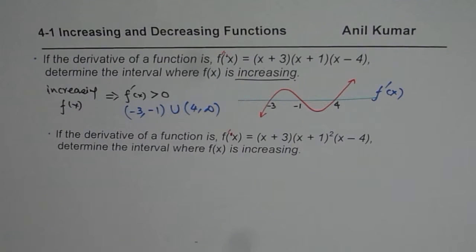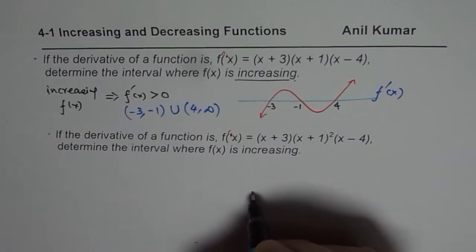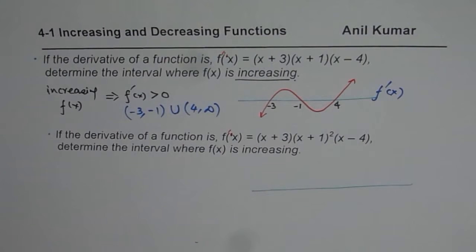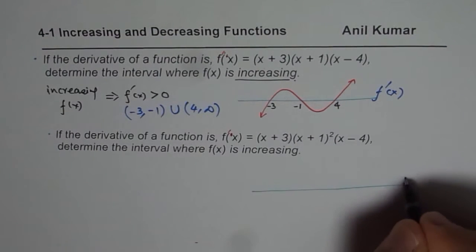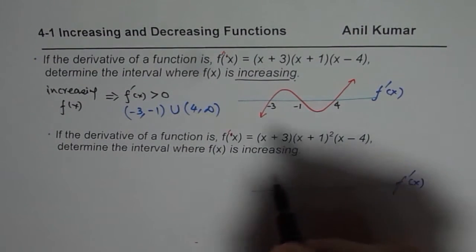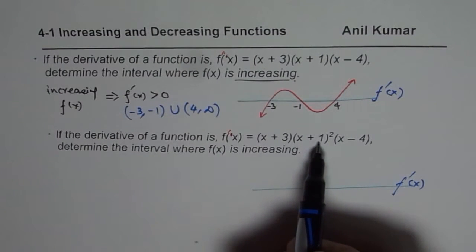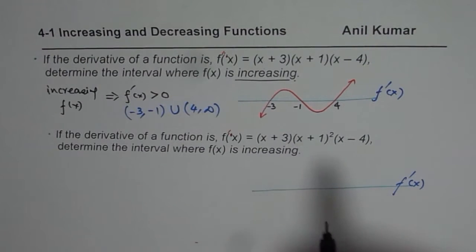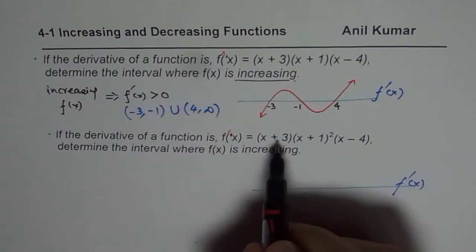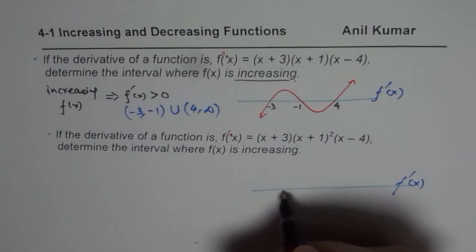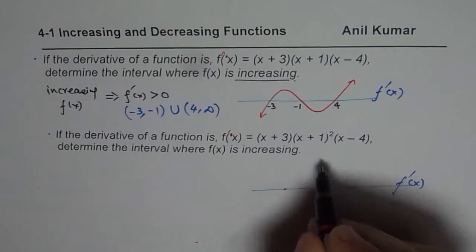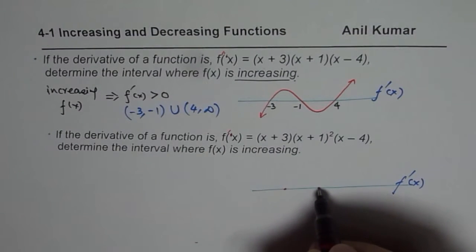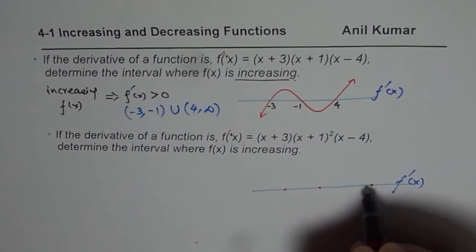Now follow the same strategy and provide me with the answer for part 2. Let us sketch the graph this time again for f dash x. But this f dash x is different. We now have degree 4, do you see? And this is a double zero. So what really happens here is that we have three x-intercepts: minus 3, minus 1, and 4.